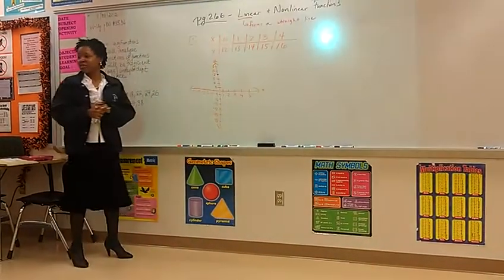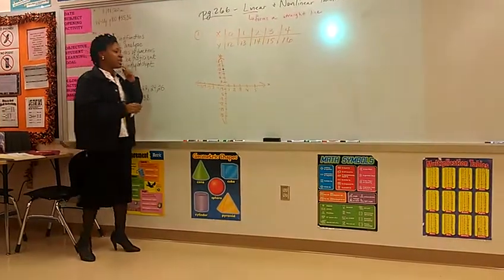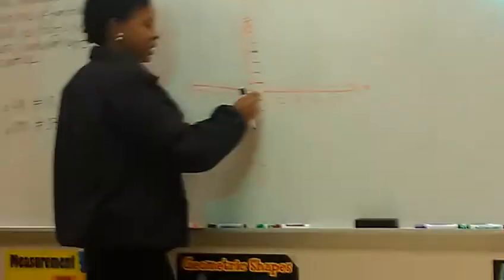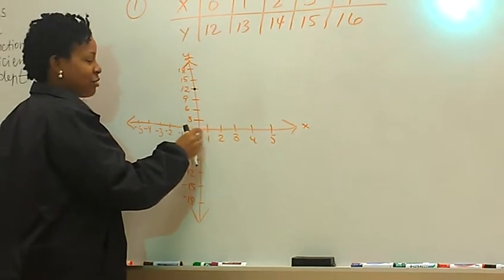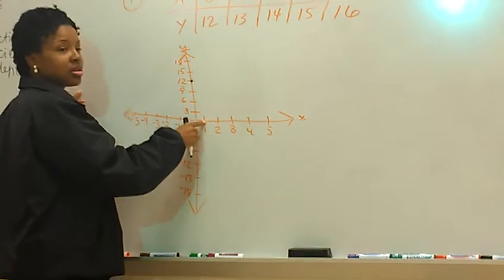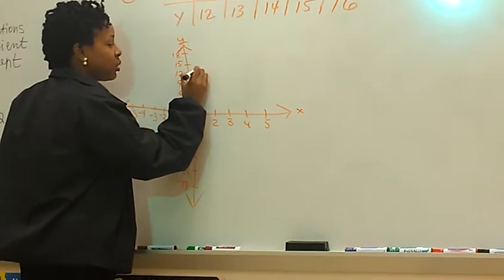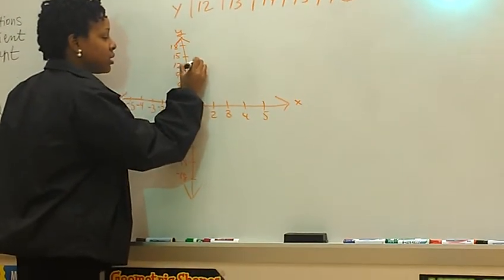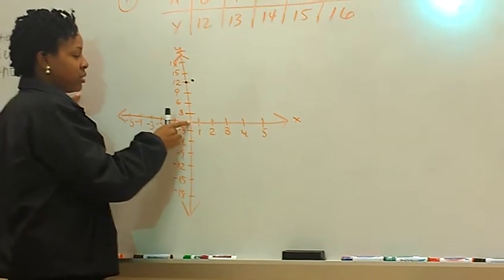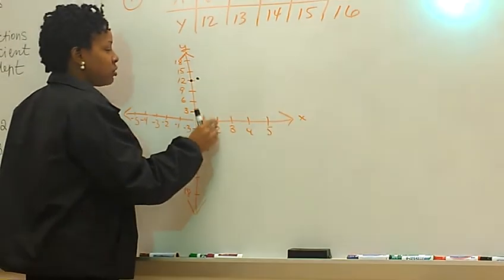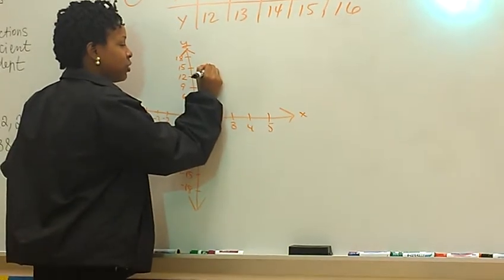That's 0, 12. Alright, 1, 13. Which way do I move? Right. 1, 13. Up. Okay, so just above 12 is 13. Okay, 2, 14. Which way do I go? Right. Right to 2, up to 14, which is just below 15.